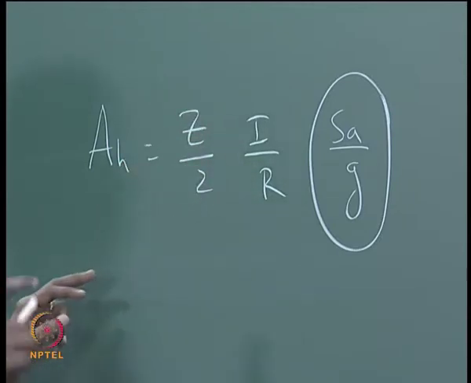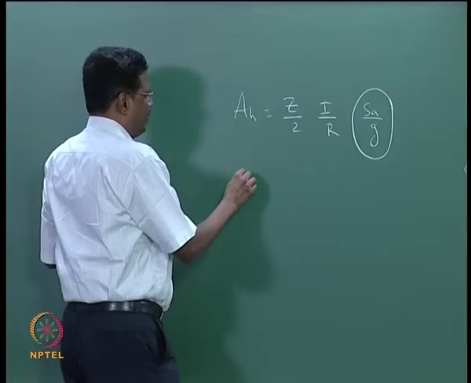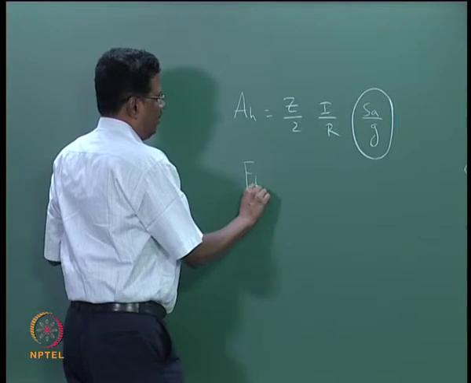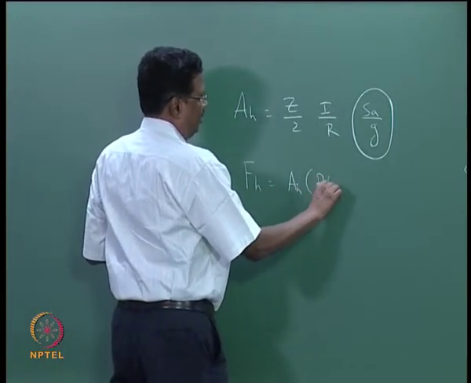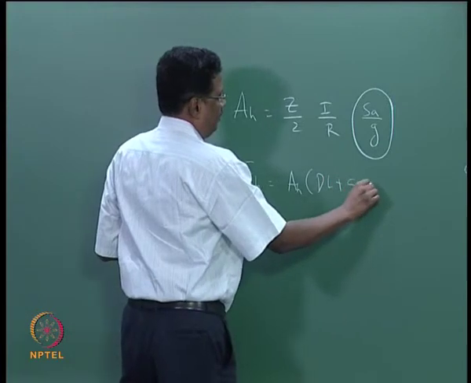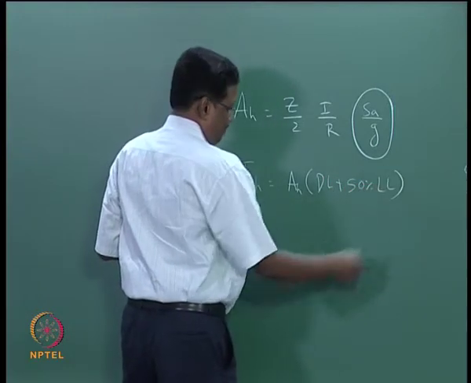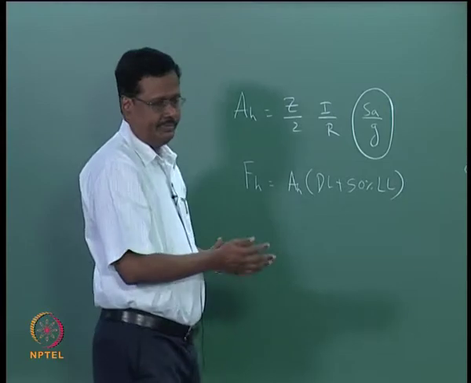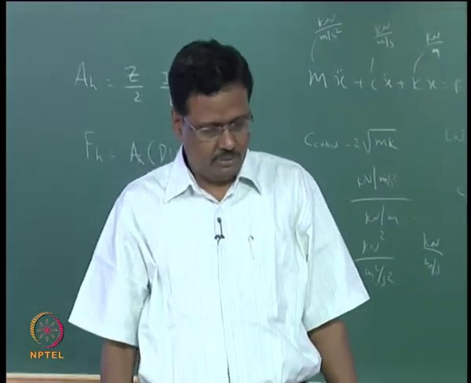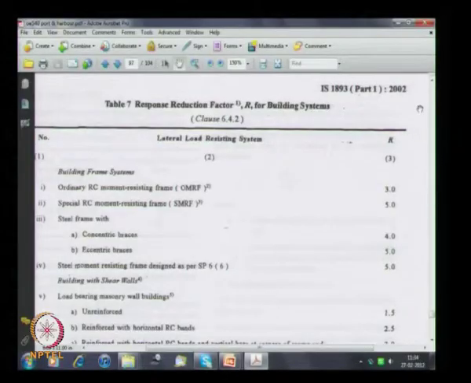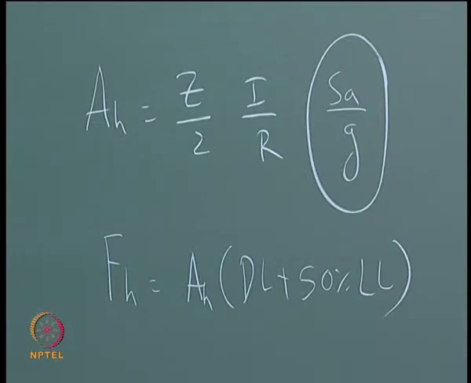Now we are seeing this factor R. So your seismic horizontal force is given as Ah multiplied by dead load plus 50% of live load. So, this is what we have to now see. To calculate the horizontal force due to seismic, there is a vertical force also that you will see later. Horizontal force depends on all these factors and you have to calculate that.